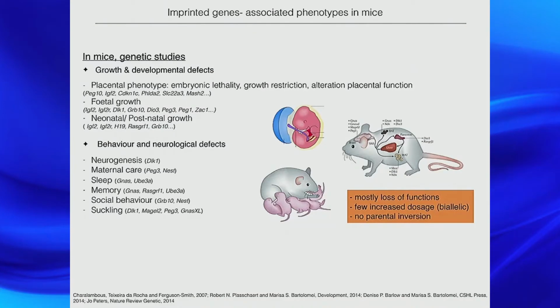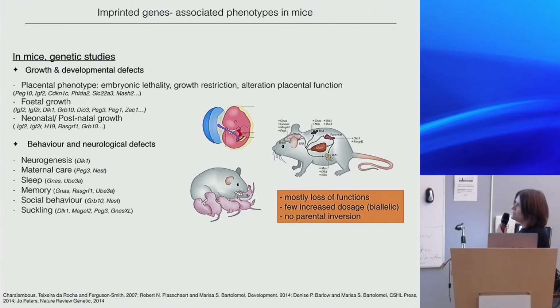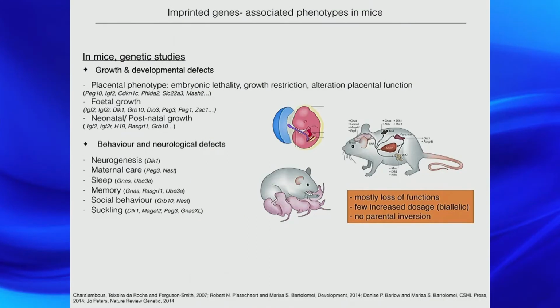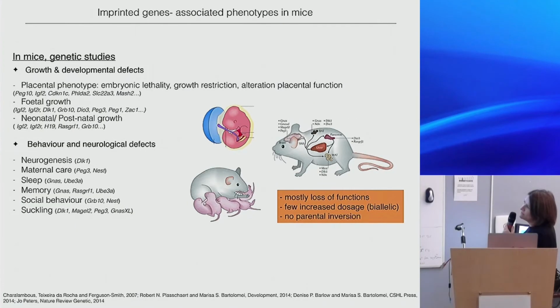And in mice as well, it has been shown by targeted genetic studies that these imprinted genes tend to have functions in growth and regulation of development. So when you inactivate these imprinted genes, for example, you will get placental phenotype. You can also get fetal growth phenotype when you inactivate these different genes, or neonatal or postnatal growth phenotypes when you inactivate these other genes. And it's known as well they have a very important role in neurogenesis and behavioral control. So these different genes can affect neurogenesis, maternal care, sleep, memory, and so on.